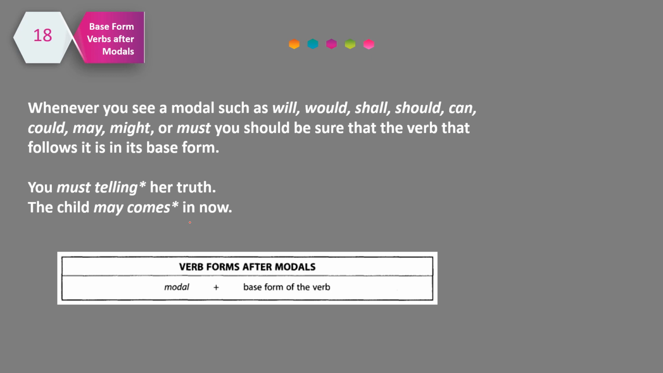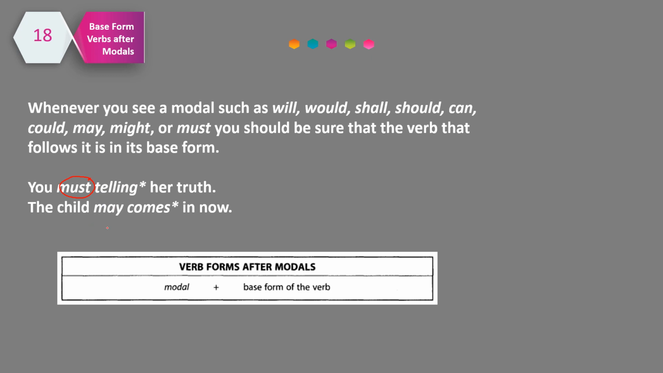You must telling her truth. We can find an asterisk indicating an error because there is a modal must here. A modal must be followed by a base form of a verb. Not telling but tell. You must tell her truth.